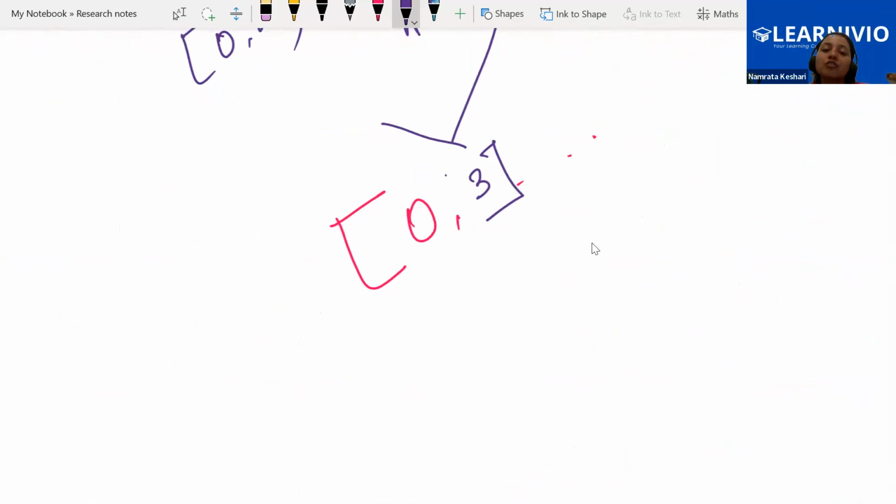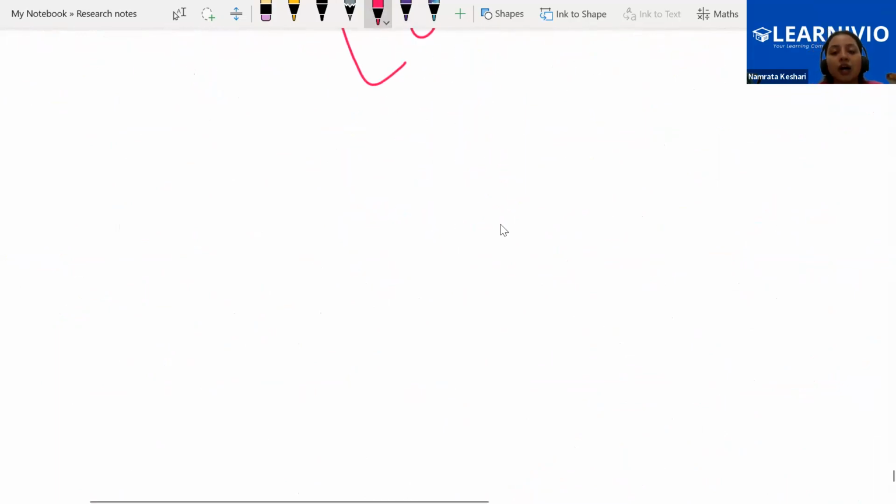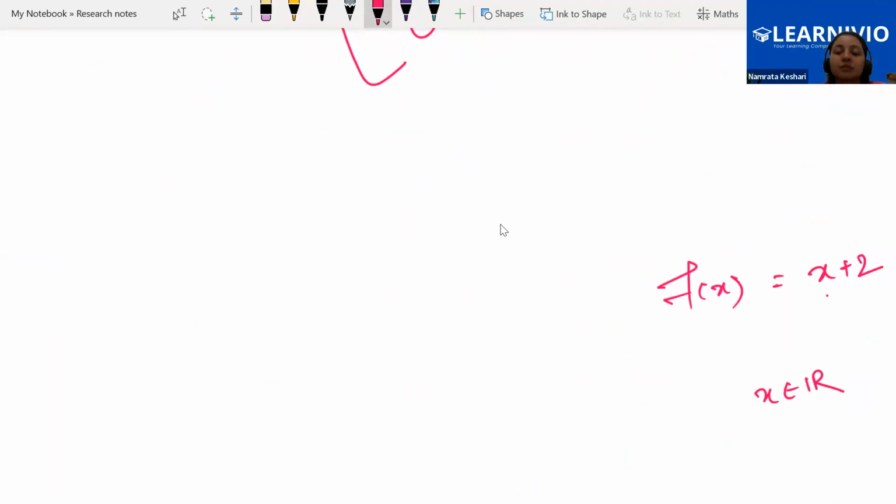This is one of the ways of finding the range. Suppose our f of x is given as x plus 2. What is the domain? X can be any real number, because whatever real number we take, we will be able to generate y. Now, what is the range? So what you can do? You can take y is equal to x plus 2. What is the range?